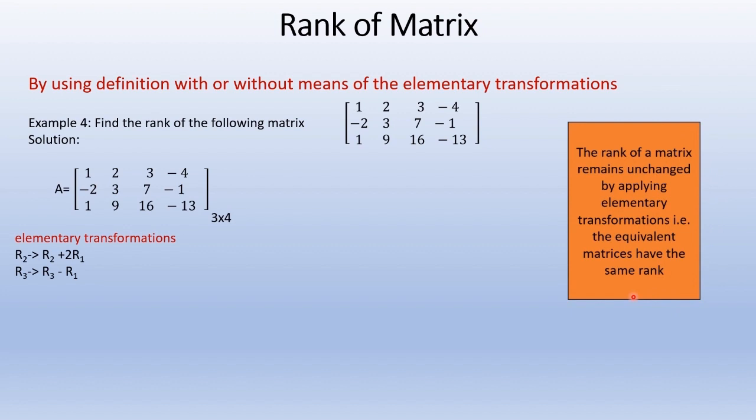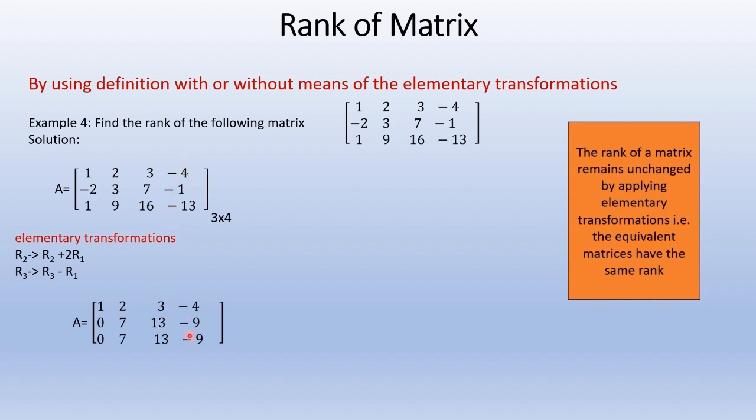Here, this element A11 needs to be 1, in this case it's already 1. We have to transform rows such that elements in these positions are 0. We shall understand this in detail while understanding echelon reducing method. Here, row R2 is added to 2 times R1 to get this: minus 2 plus 2 times 1 is 0, 3 plus 2 times 2 is 7, 7 plus 2 times 3 is 13, and minus 1 plus 2 times minus 4 is minus 9.